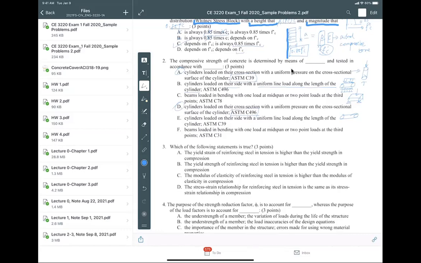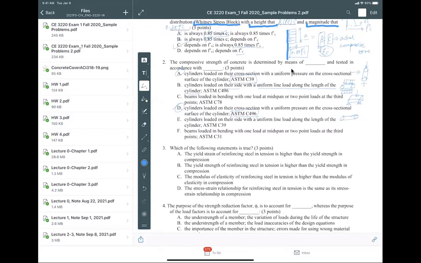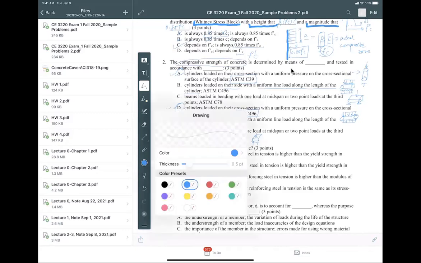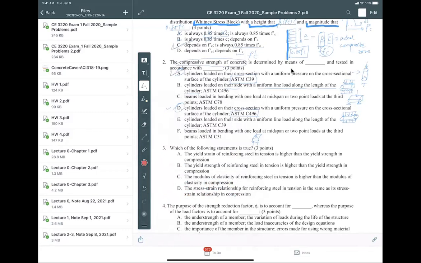So now we're taking a look at E, and E is a split cylinder. It's a line distributed loading, which is again the split cylinder. F: beams. So we're talking about beams here. Now the problem is asking the compressive strength of the concrete. So that is F prime C. So naturally it has to be either A or D. Now there are two standards, C39 or C496, and I'll go with 39, right? So that is my correct answer. So second is A.